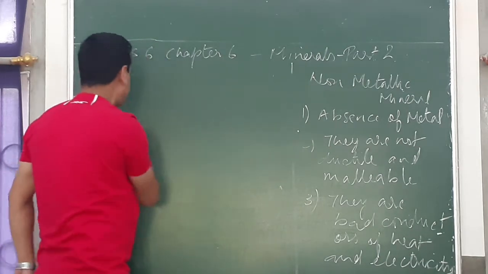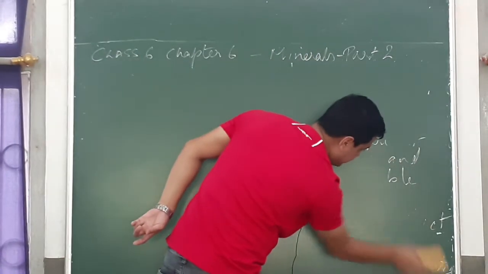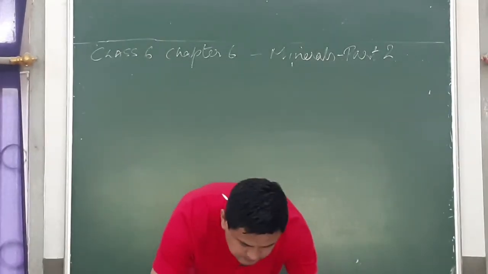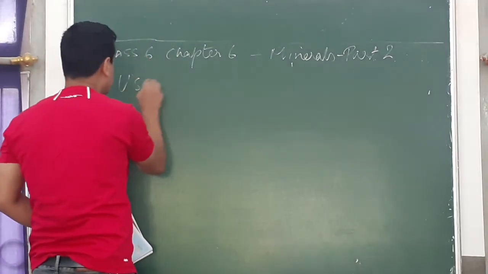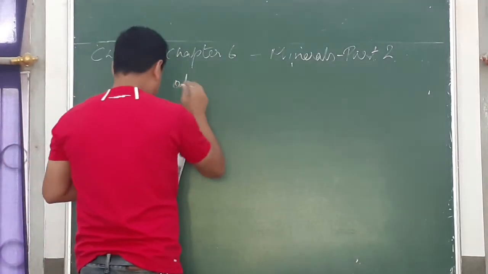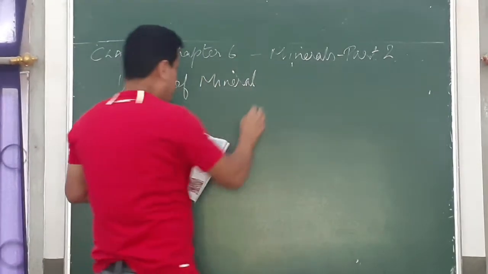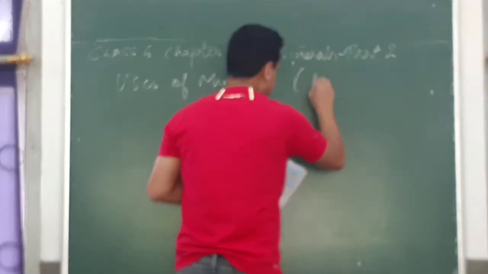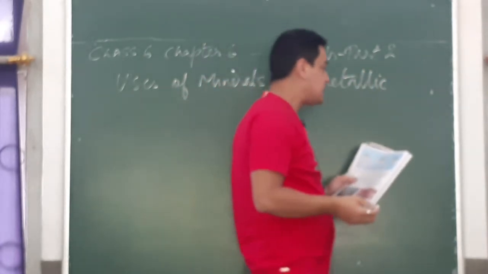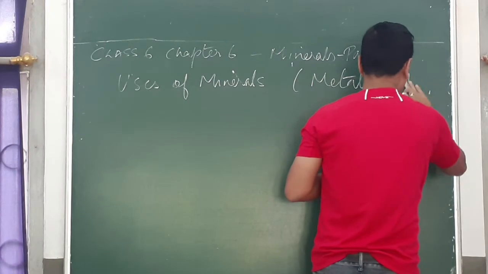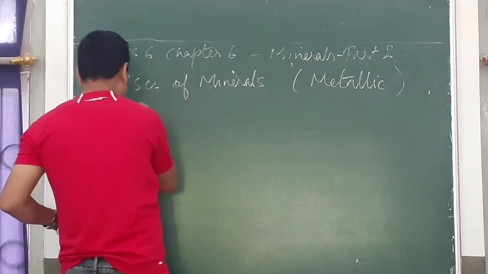Now we are moving on to uses of minerals, or utilization of minerals. The first one is iron ore. You can refer to page number 68 in your book. In the uses of minerals, the first thing we are studying is metallic minerals, which are formed from metamorphic rock as well as igneous rock. The first one is iron ore.